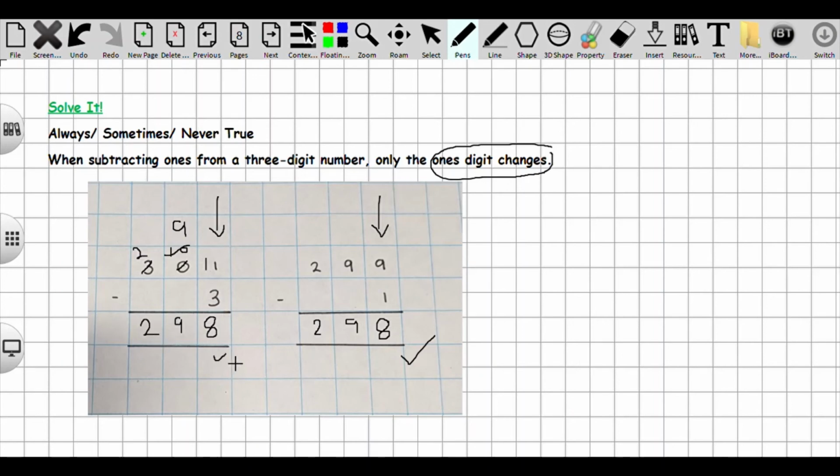Yes. Has the 10's digit changed? It has though, because it started as 0, so that's not good. And has the 100's digit changed? Yes, it has. So when I look at this question, I'm thinking sometimes, because when I regroup, I often change my 1's, 10's, and sometimes hundreds. So be particularly careful with your language on this question.